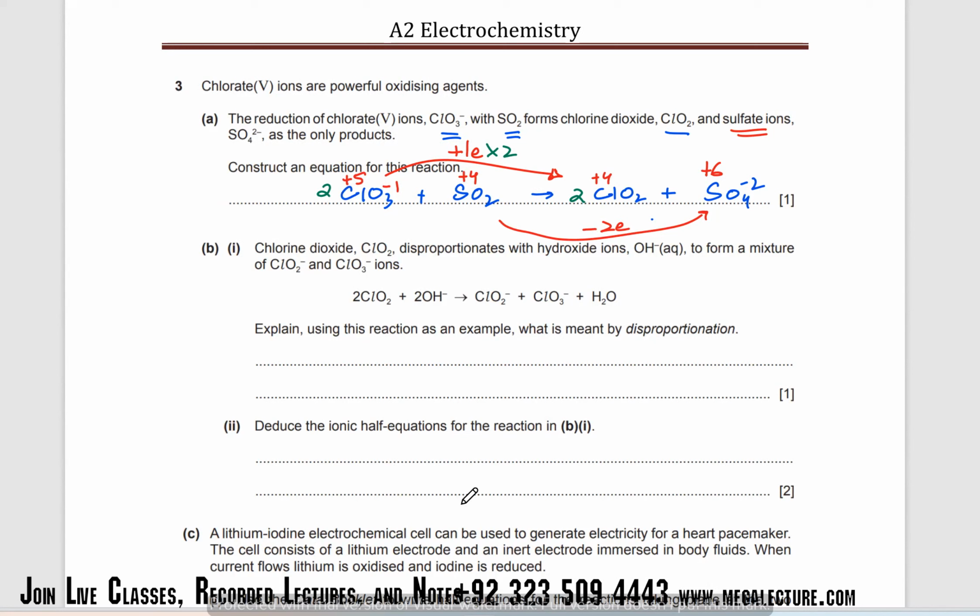अच्छा, फिर वो कह रहे पार्ट B1, ClO2 disproportionates with hydroxide ions to form a mixture of this and this. Using the reaction as example, what is meant by disproportionation? So that just means that the same element, वो भी बता दो कि it's +4 over here, और ClO2 में it's क्या होगा? ClO2 में it's going to be +3, और ClO3 में it's going to be +5.